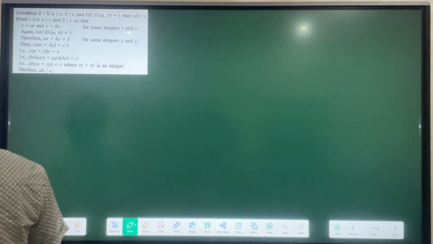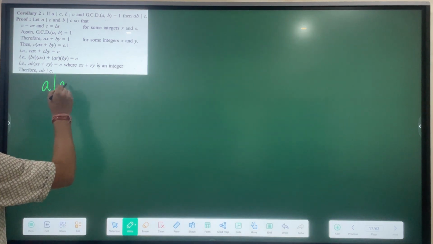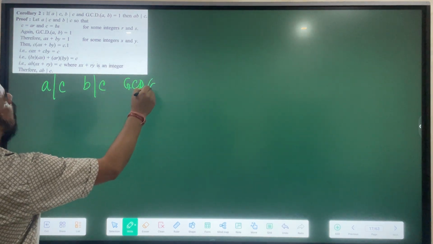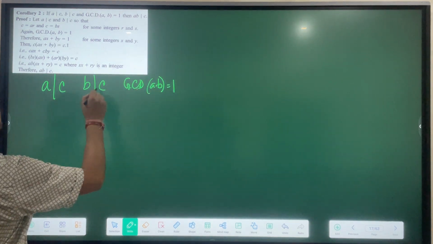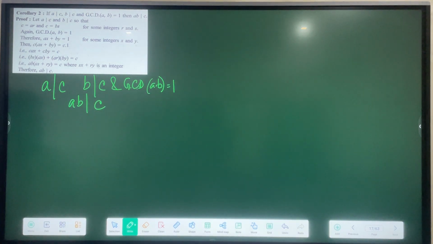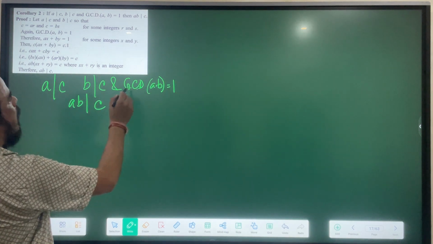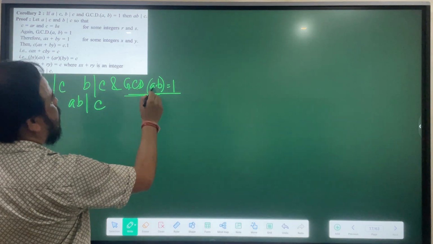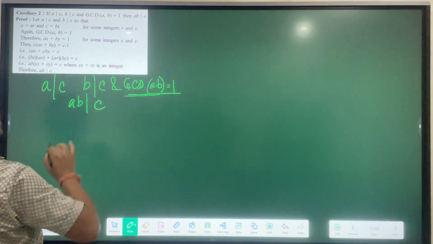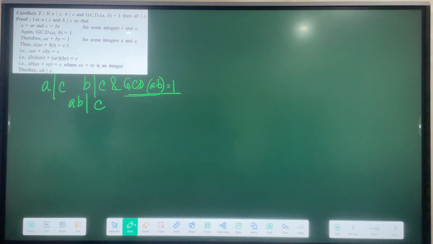Corollary number 2: if a divides c and b divides c, and GCD of a and b is 1, then ab also divides c. A divides c, b divides c, so ab also divides c, and GCD of a and b is 1. GCD of a and b equal to 1 means a and b are prime to each other. When do we get GCD of a and b equal to 1? When a and b are both prime. Okay. Look here.